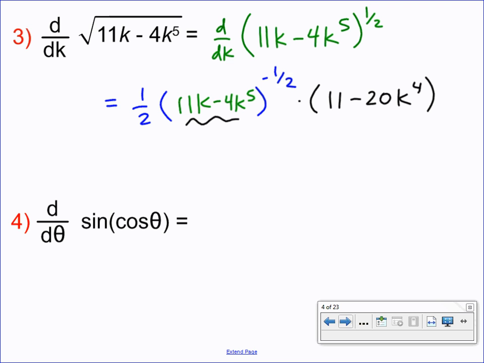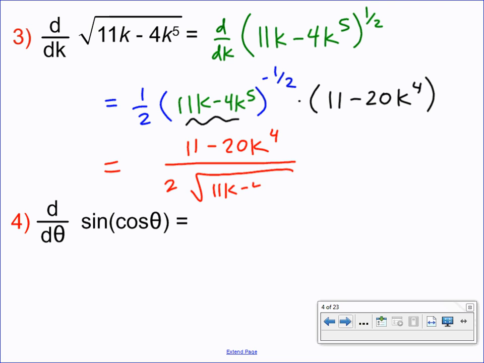All right, Brendan. Love it. So we'll go ahead and maybe regroup that in front. Maybe put that on bottom of the radical. So I probably put 11 minus 20k to the 4th all over 2 root 11k minus 4k to the 5th. Yes, are you down? Are you thinking that's kind of the pretty print way to do it? So raise your hand if you had number 3 correct. You got it correct? Way to go, you guys. You guys are killing it.